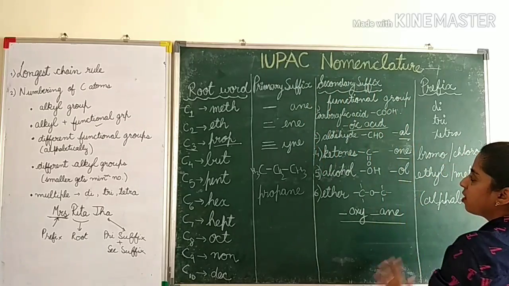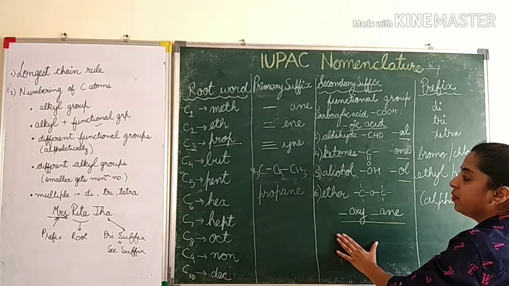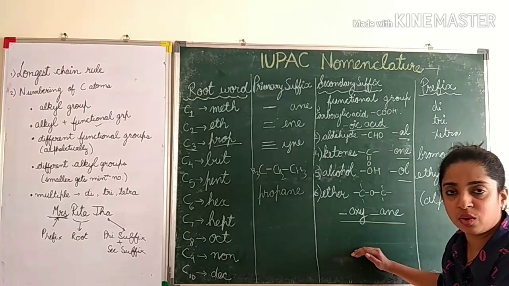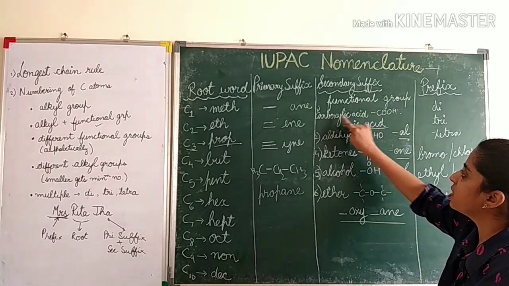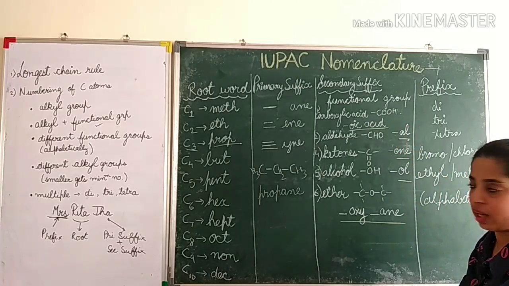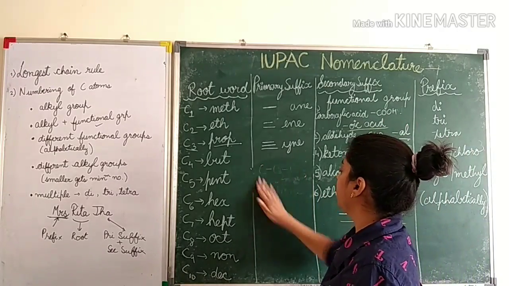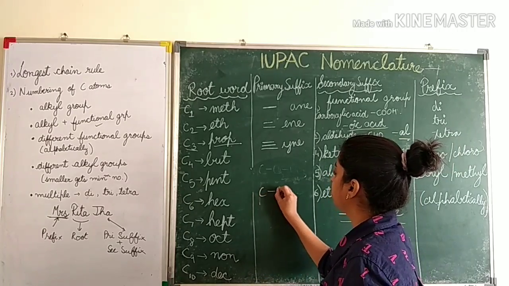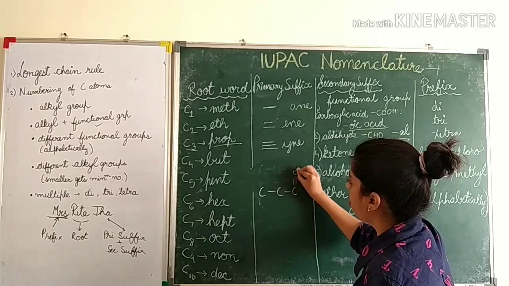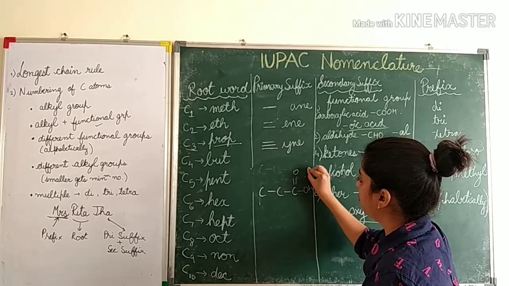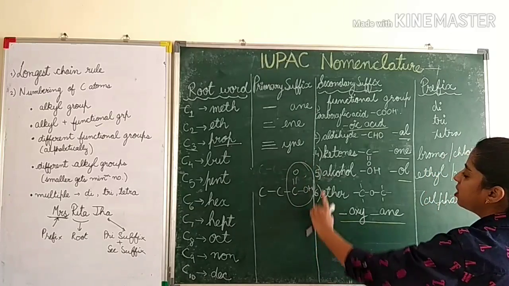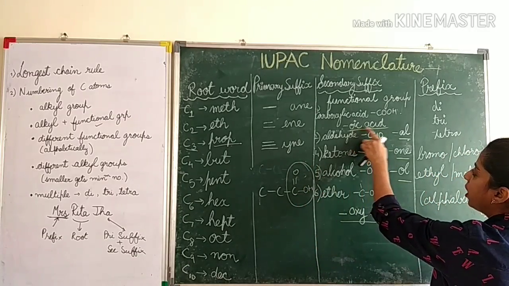Now there is secondary suffix. Secondary suffix means if there is some functional group. Now there are 6 functional groups in our course. First is carboxylic acid. So whenever you see a COOH attached to any carbon atom, for example here if you see this carbon and this COOH, CO and OH, if this group is attached then this is carboxylic acid group. So when this group is attached we name it as oic acid.